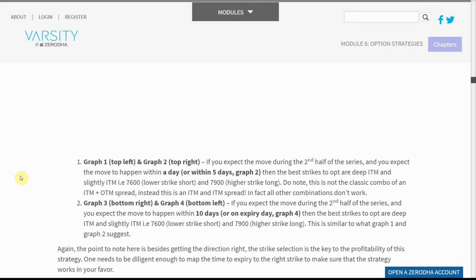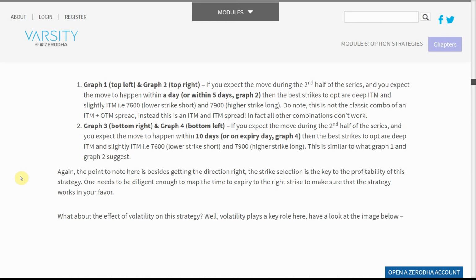Graph 3, bottom left, and Graph 4, bottom right, if you expect the move during the second half of the series, and you expect the move to happen within 10 days or on expiry day. Graph 4, then the best strikes to opt are deep ITM and slightly ITM, i.e. 7,600 lower strike short and 7,900 higher strike long. This is similar to what Graph 1 and Graph 2 suggest.